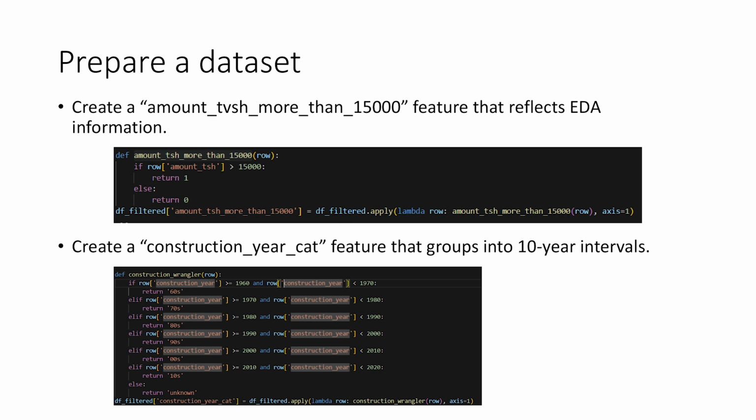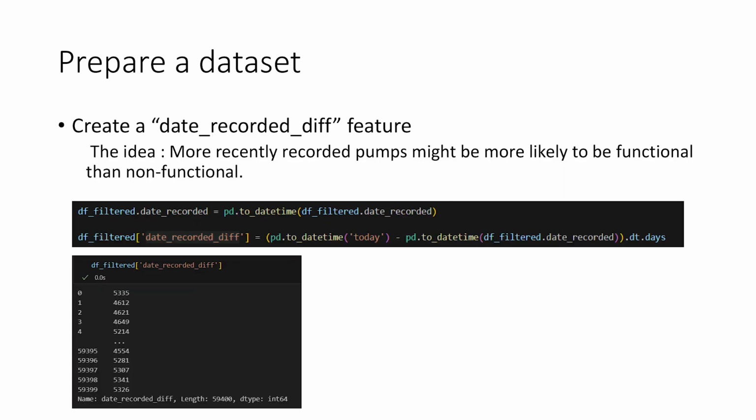We have created a custom feature by thresholding the amount of water that we mentioned earlier, and binarized the construction year into 6 or 7 columns to create a more useful feature for the model. We created a new feature called recorded diff. The idea behind this feature is that more recently recorded pumps are more likely to be functional compared to those recorded a long time ago.